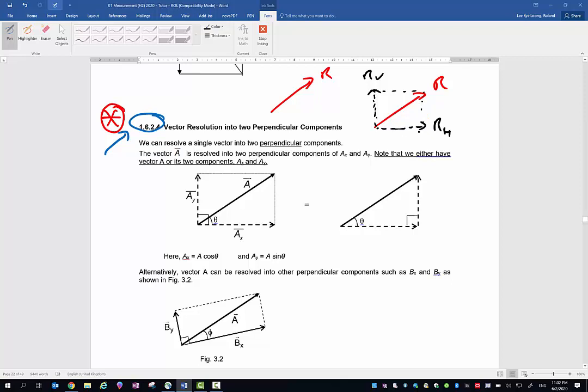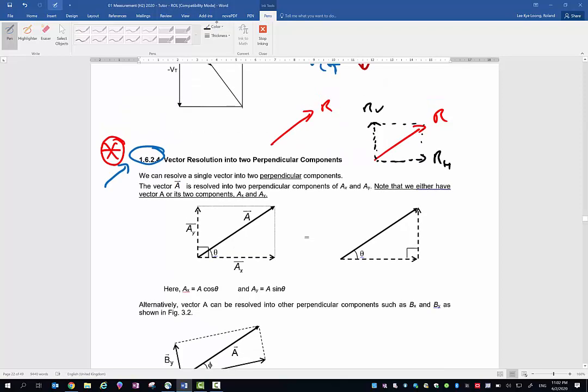You can resolve vectors in various ways. Does it really always have to be horizontal and vertical in that manner? It can also be, let me see, just resolve it any way you want, like this and like this. So there are many ways to resolve it. It's up to you. So let's look at the example here.